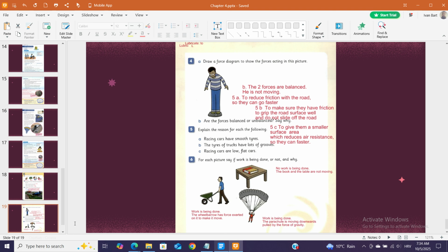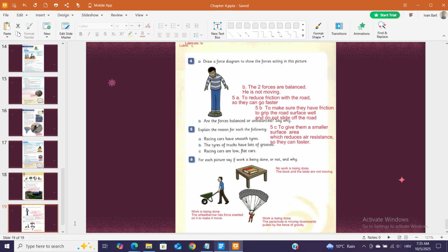5. A. To reduce friction with the road, so they can go faster. B. To make sure they have friction to grip the road surface well and do not slide off the road. B. Are the forces balanced or unbalanced? Say why. C. To give them a smaller surface area. 5. Explain the reason for each of the following. A. Racing cars have smooth tires, which reduces air resistance, so they can go faster. B. The tires of trucks have lots of grooves. C. Racing cars are low, flat cars.